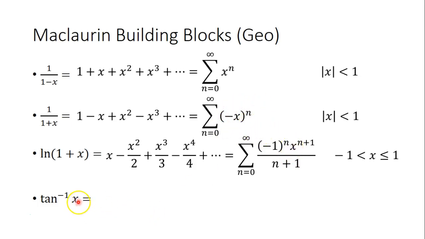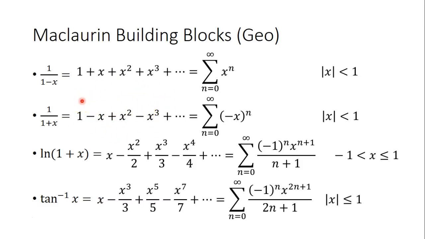Tan inverse, this guy relies on 1 over 1 plus x squared. So if you think about that, that would be 1 minus x squared plus x to the 4th minus x to the 6th. It's all the even powers. We went into that in depth in the last video, so I'm not going to talk about it too much. But then we anti-derive that to get tangent inverse. So we have x minus x cubed over 3 plus x to the 5th over 5 minus x to the 7th over 7. Important note about all these, no factorials.